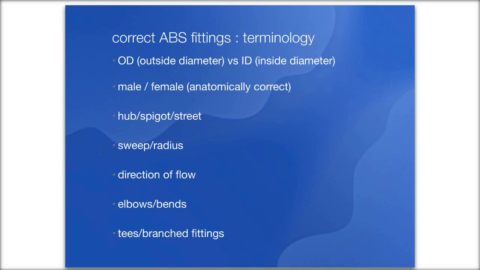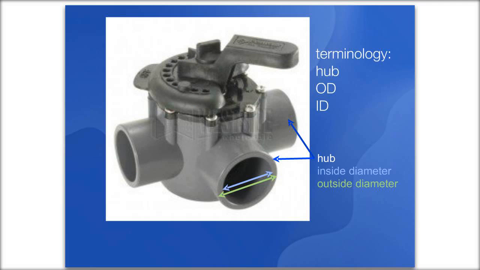So there's a lot of terminology in plumbing, and we're just going to review it real quick. There's outside diameter, inside diameter, male and female, hub, spigot, street, sweep radius, direction of flow, elbows and bends, T's and branched fittings. And you will know all about those in a minute.